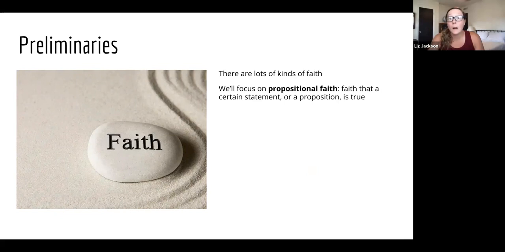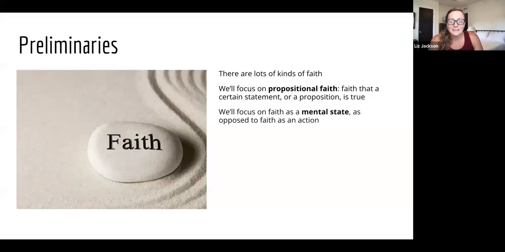There's two more specific things that we'll be honing in on. The first is propositional faith. This is faith that a certain statement, also known as a proposition, is true. You could have faith in God or faith in your spouse. That's not propositional faith because the object of that faith is a person or God. You could have faith in recycling. The object of that is an ideal. We're going to be focusing on statements like faith that God exists or faith that my spouse has been faithful to me. So faith in statements or propositions, faith that they're true, more precisely.